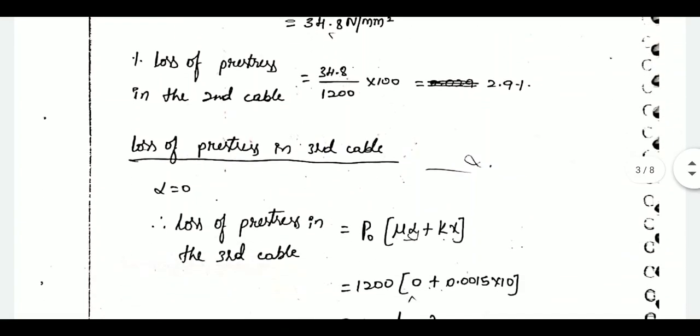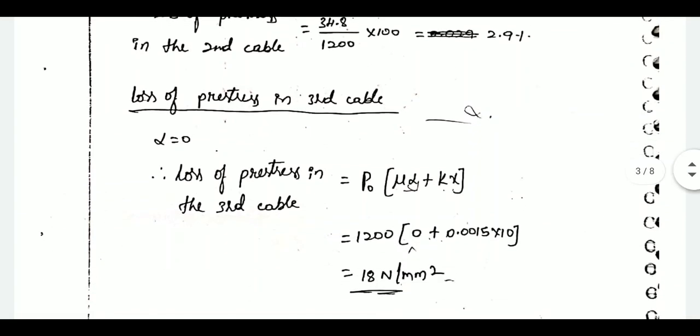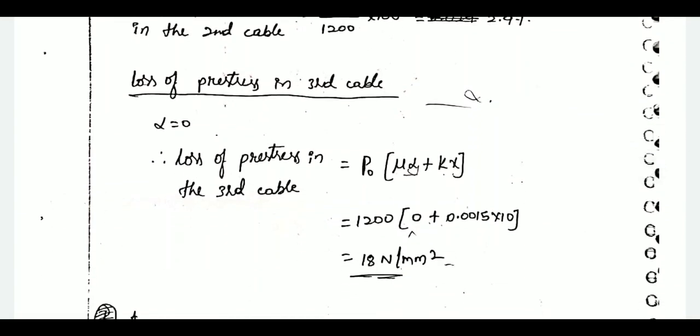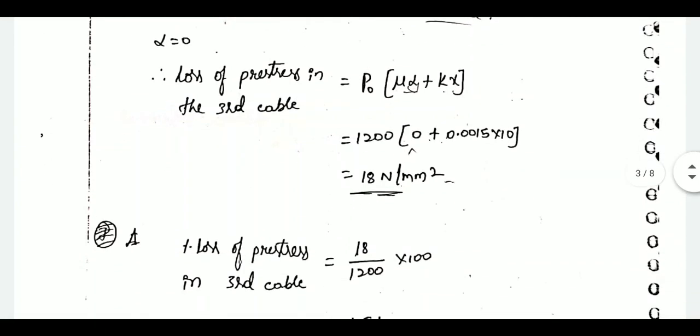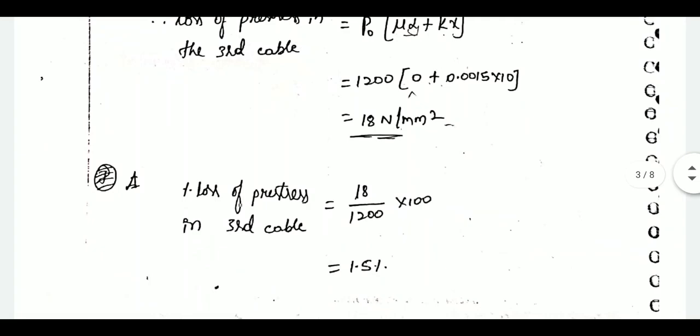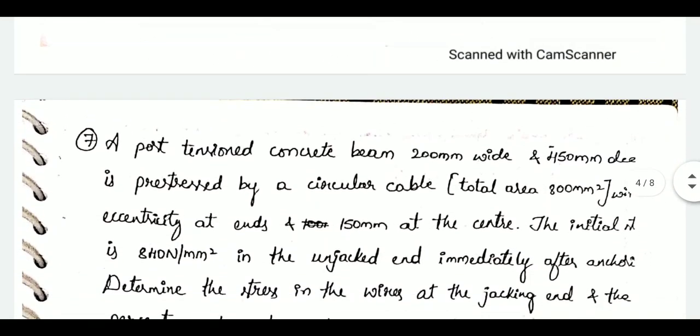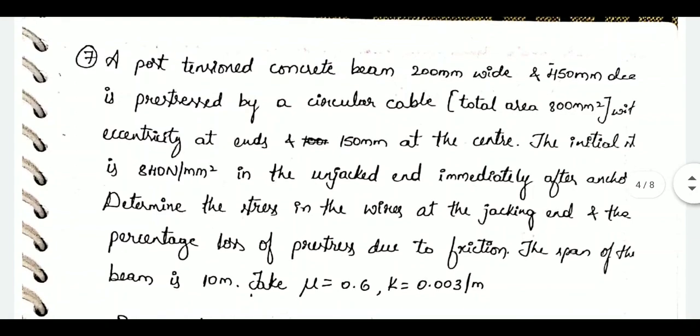And for the third cable, since it is a straight cable, there is no slope at all, alpha will be 0. So directly we can substitute the remaining values and we can calculate the loss. This is loss of pre-stress due to friction. Next, let us move on to the second problem.